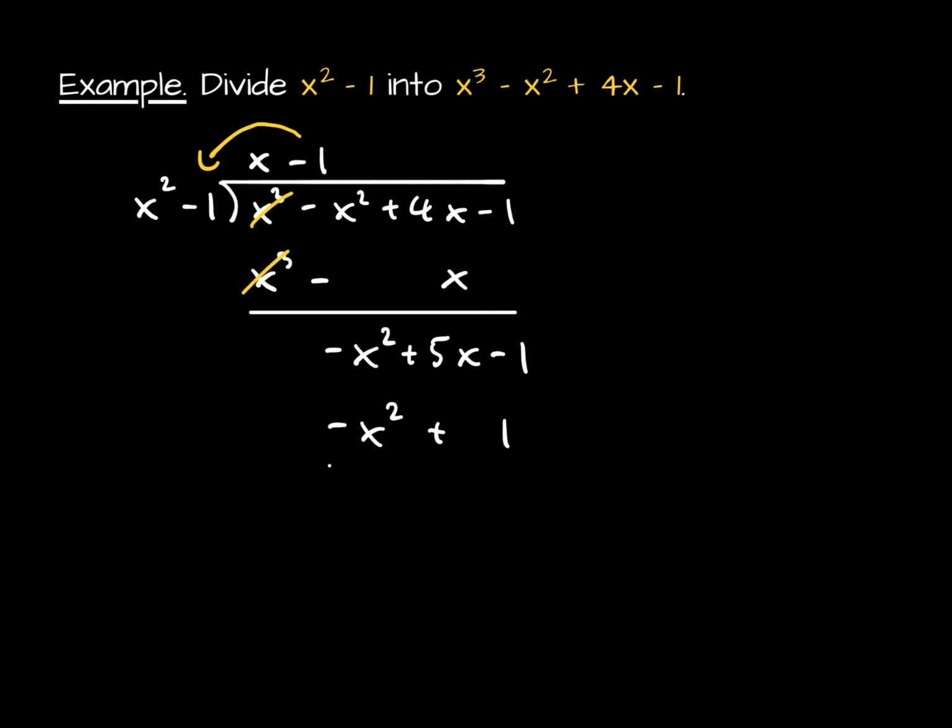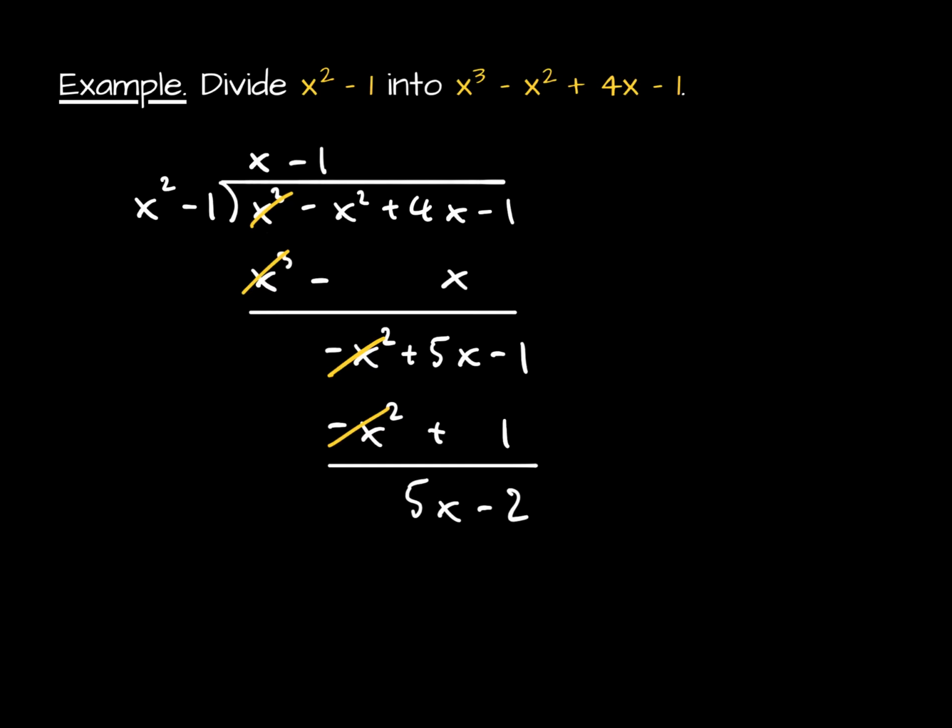And as before, we will now subtract polynomials. Negative x squared minus negative x squared is 0. 5x minus 0 is 5x. And negative 1 minus 1 is negative 2. And we've now reached a stage where the degree of our polynomial is less than the degree of the divisor. Indeed, the degree of 5x minus 2 is 1, but the degree of x squared minus 1 is 2. And that tells us that we can stop the algorithm.